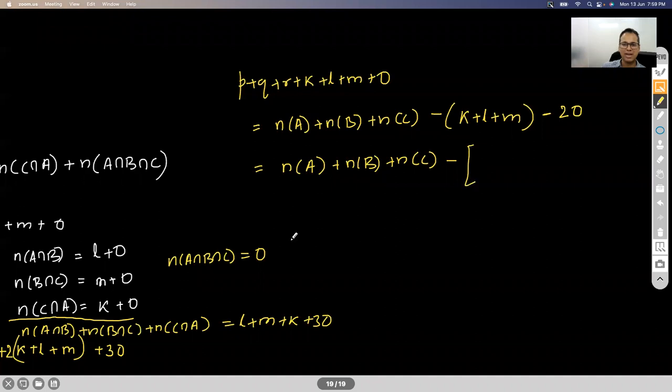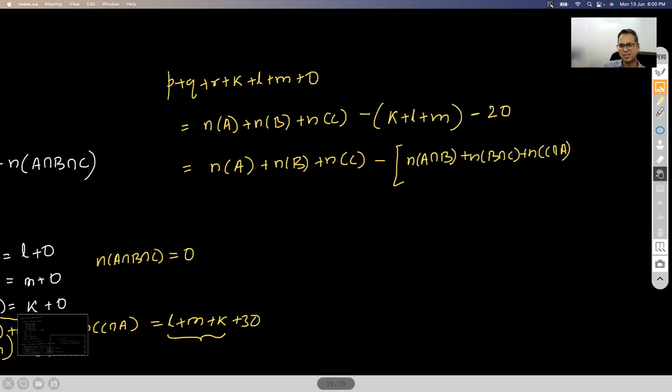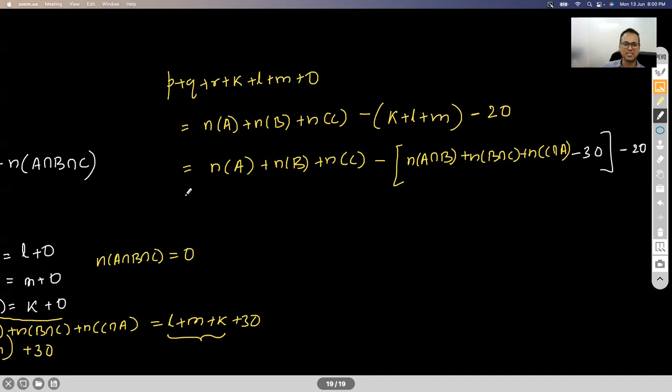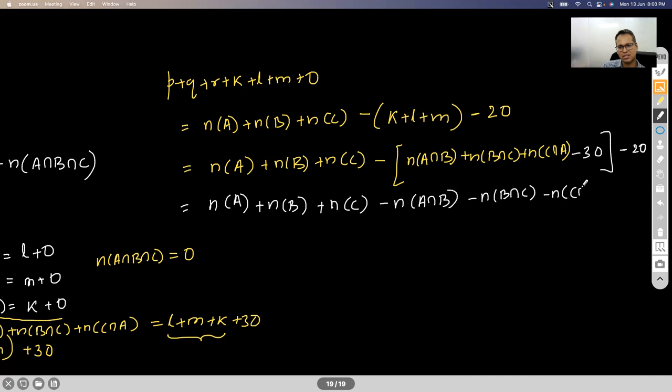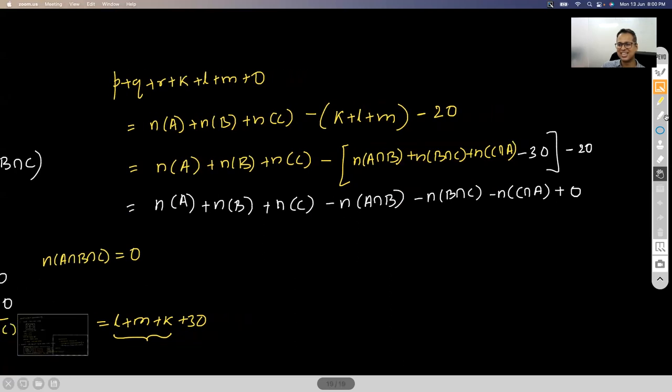So what I'm going to do is I'm writing this term as NA intersection B, NB intersection C, NC intersection A minus 3O, right? So K plus L plus M, I'm writing it in terms of the intersection two at a time. And I already have a minus 2O sitting outside. So if I open this particular bracket, everything I open up, what do I realize? I will end up getting something of this sort. You'll have plus 3O minus 2O, which is actually a plus O, isn't it? And what is this plus O?